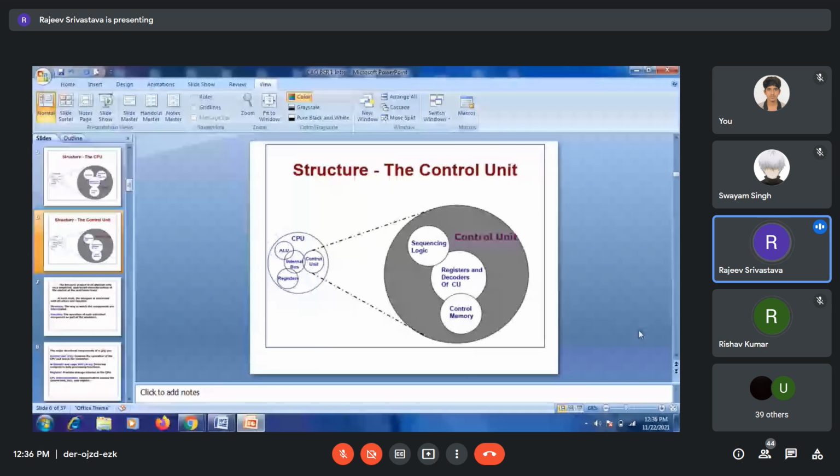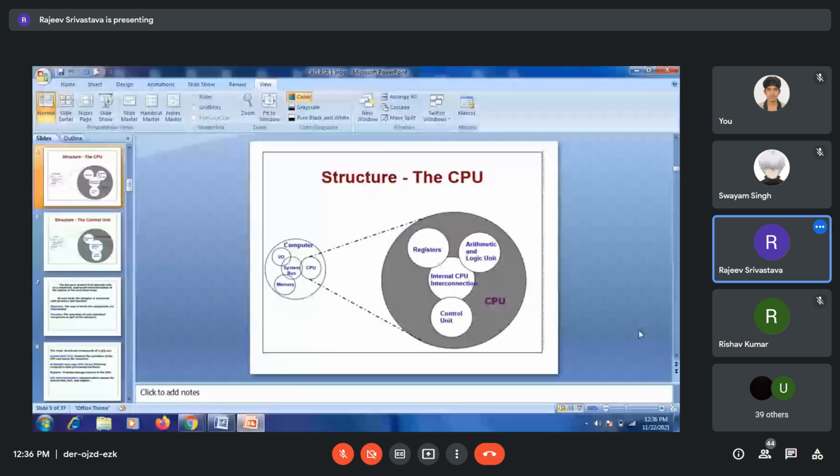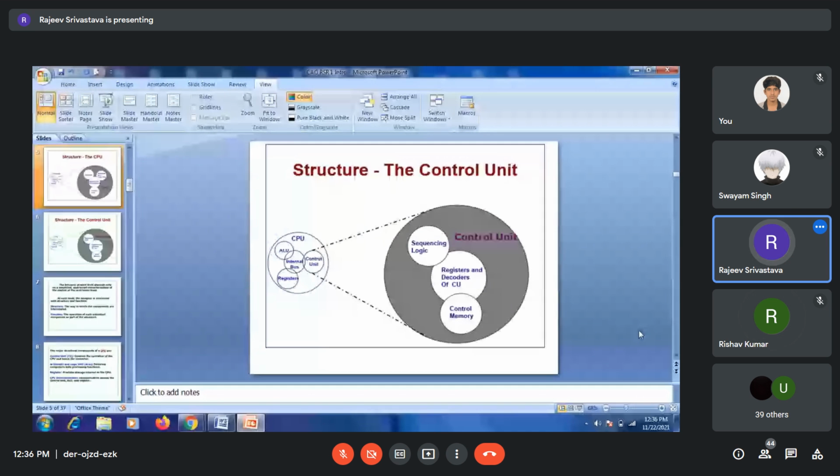Again, we have many components, mainly registers, ALU and control unit, and they also are connected by the internal bus. And then in control unit, we also have a control memory and registers and decoders and sequencing logic and all these things.